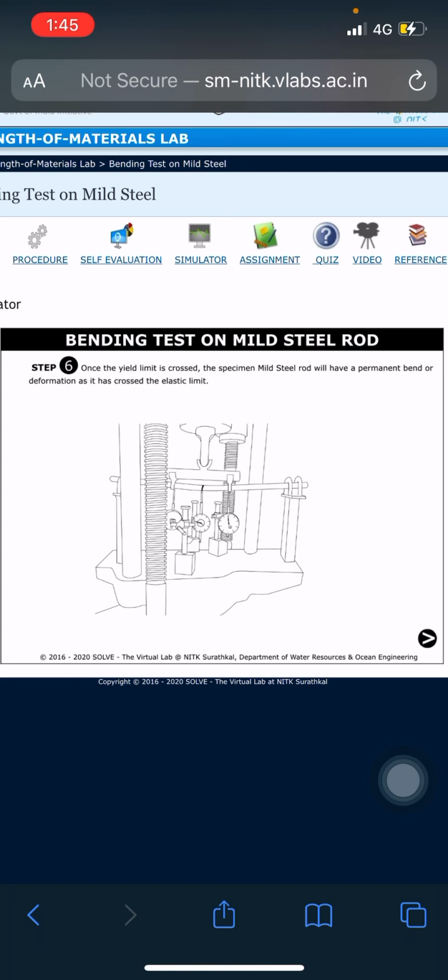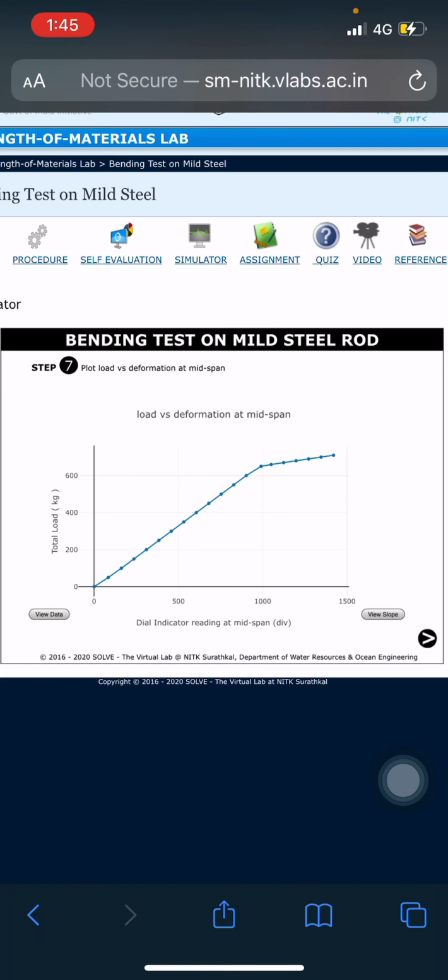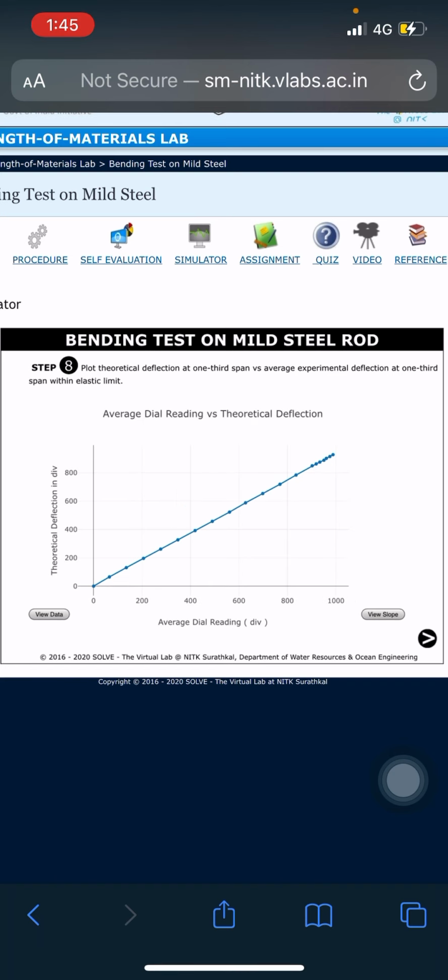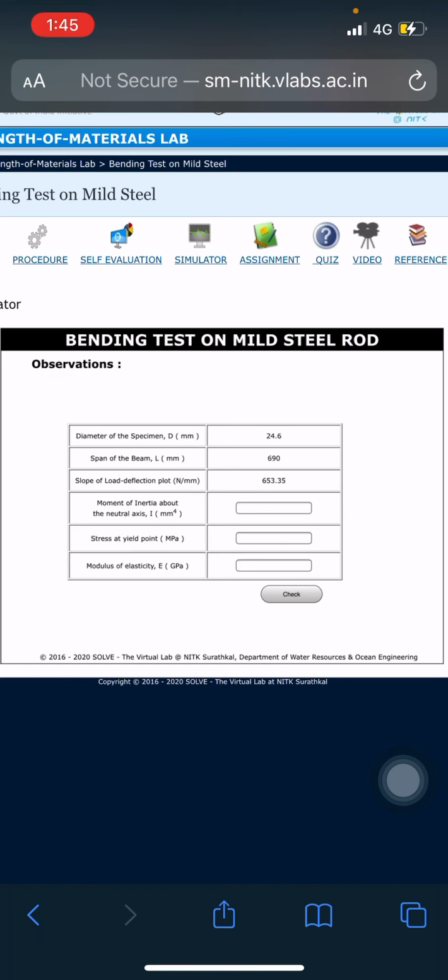Step 6. Once the yield limit is crossed, the mild steel rod specimen will have a permanent bend or deformation as it has crossed the elastic limit. Step 7. Plot load with deformation at mid-span. Step 8. Plot theoretical deflection at 1/3 span with average experimental deflection at 1/3 span within the elastic limit. Observations.